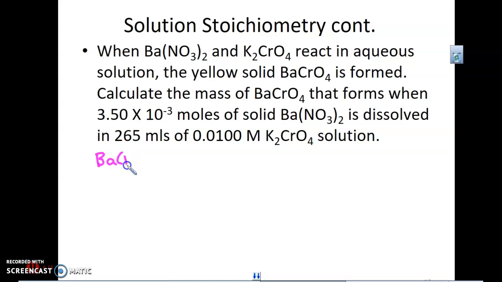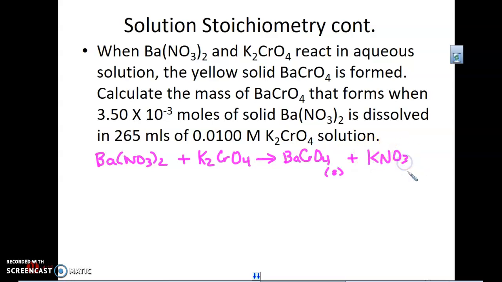Okay. This problem is similar. We're going to go ahead and write out a balanced equation. That's aqueous. We're going to do potassium chromate, which is kind of a yellow, pretty, also very toxic. Double displacement. Barium's going to go with chromate and form a precipitate. And potassium will go with nitrate, +1 -1, and remain aqueous. And then we have to balance the equation, and it will be 1-to-1 to 1-to-2.